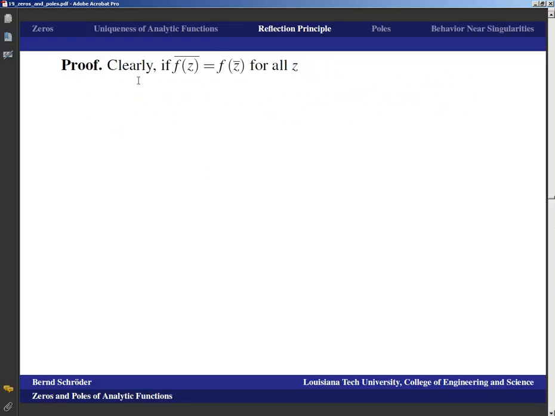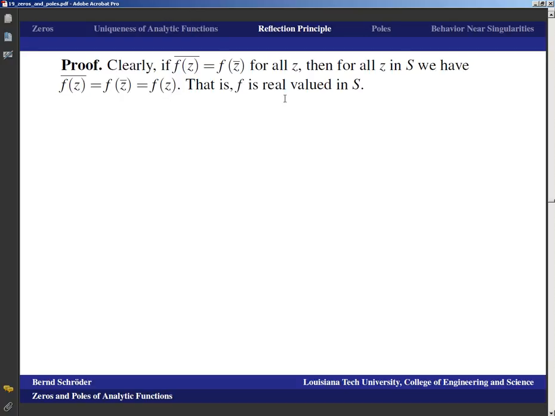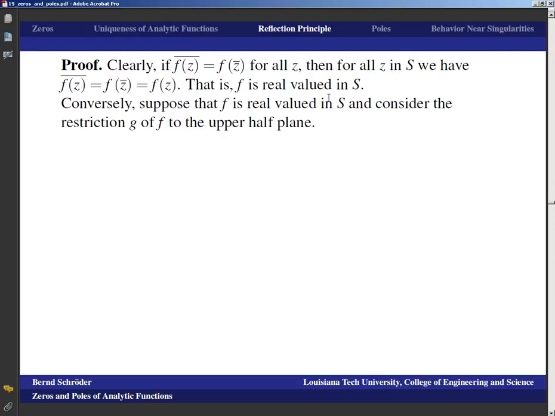All right, the proof. Well, first of all, if f of z bar is equal to f of z, bar for all z, then for all z in S, because those are all real numbers, we have that f of z bar is f of z, which is f of z, and that means that f is real valued in S.